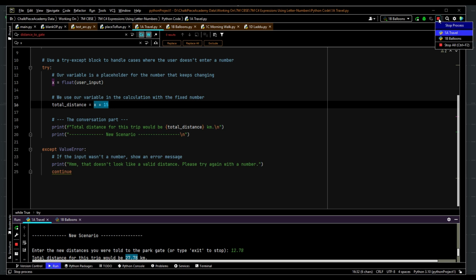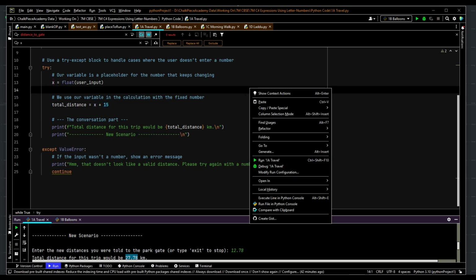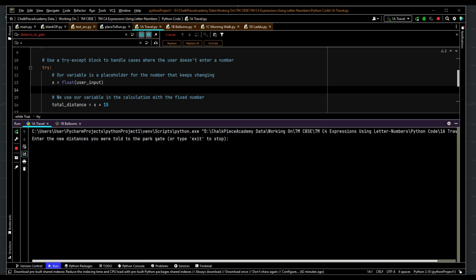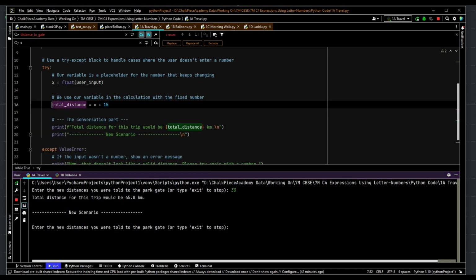Now let's see. Enter the new distance you were told to the park gate, say 30. So remember, 30 plus 15, that is 45. Can you see that? It still works. It's the same thing. Total distance is equal to X plus 15. So instead of what we had before, distance to the gate, I used X. If you're not comfortable with X or A or B, you can use this as well in your programs. Generally, people do that itself.